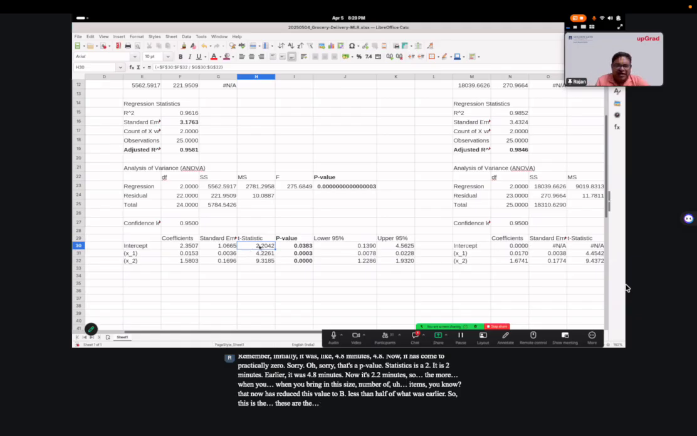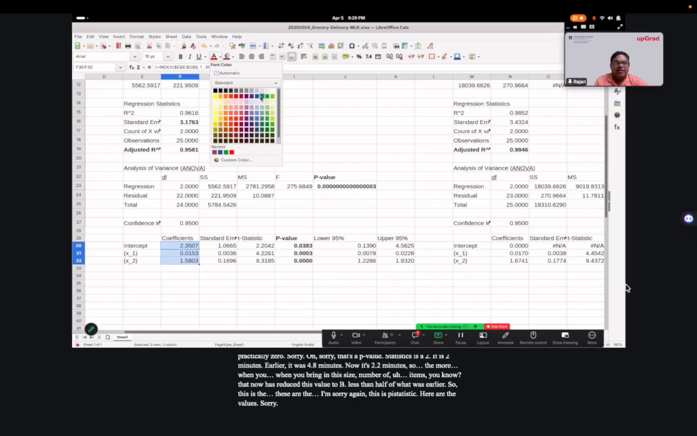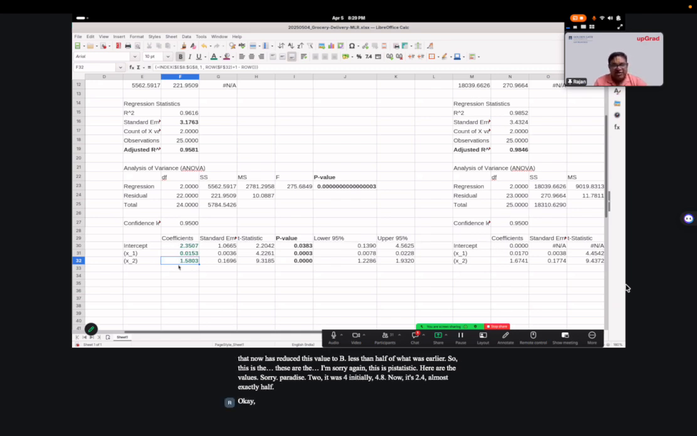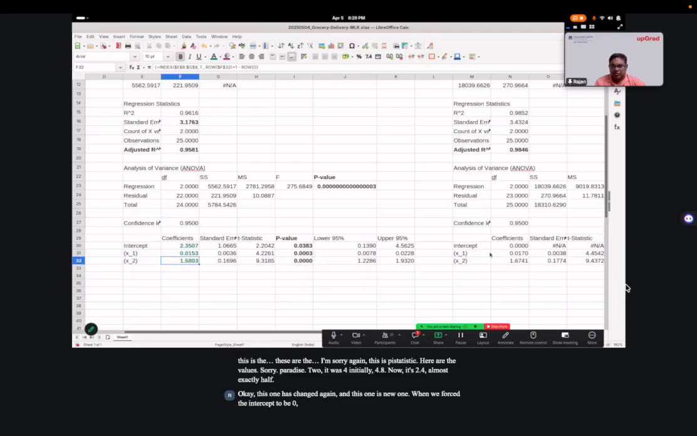I'm sorry again, this is the T statistic. Here are the values. It was 4.8 initially. Now it's 2.4, almost exactly half. This one has changed again, and this one is new. When we forced the intercept to be 0, which we have done, let us see what has happened.